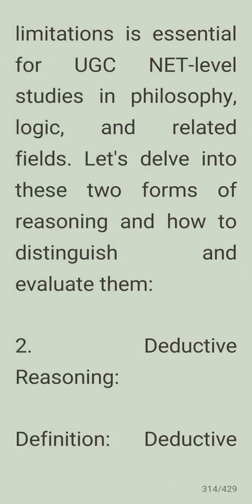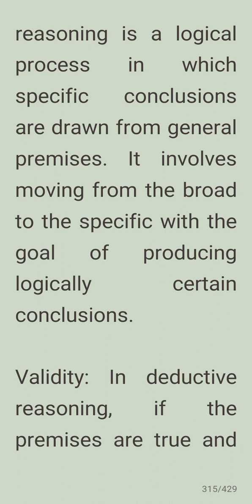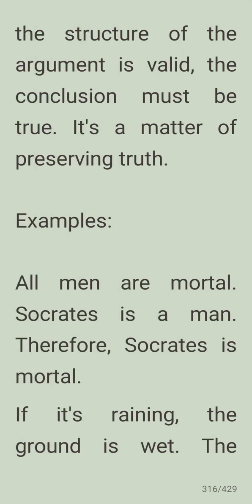Deductive reasoning. Definition. Deductive reasoning is a logical process in which specific conclusions are drawn from general premises. It involves moving from the broad to the specific with the goal of producing logically certain conclusions. Then validity. In deductive reasoning, if the premises are true and the structure of the argument is valid, the conclusion must be true. It is a matter of preserving truth.